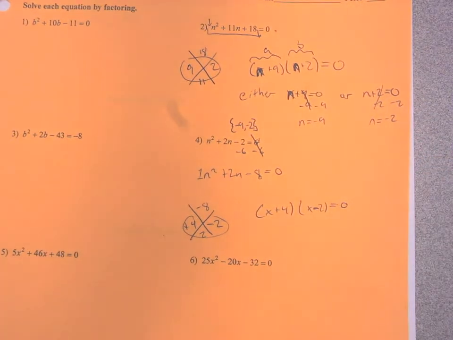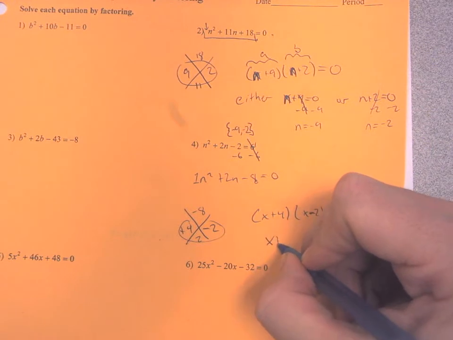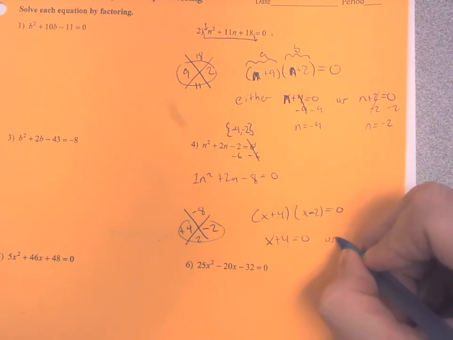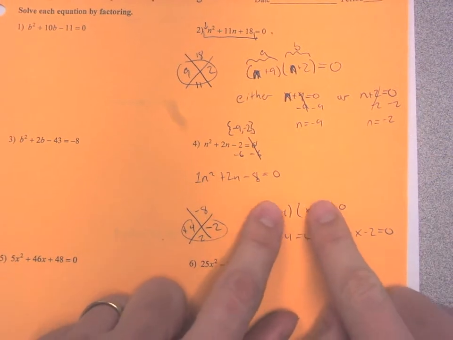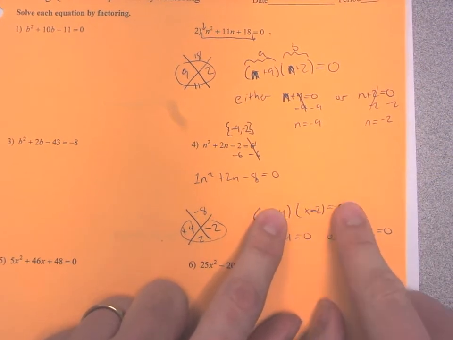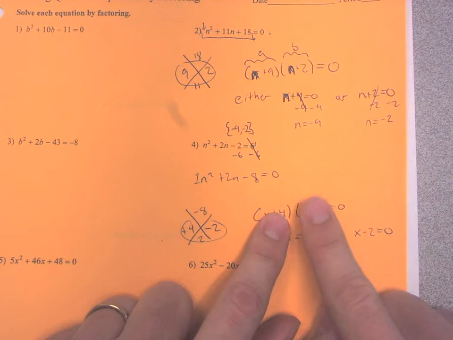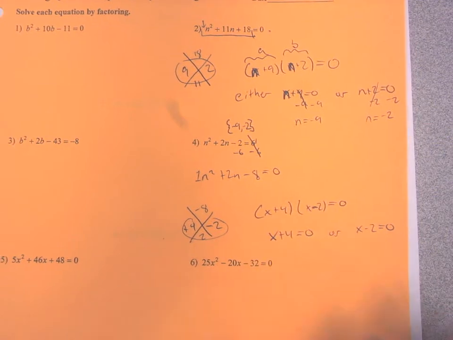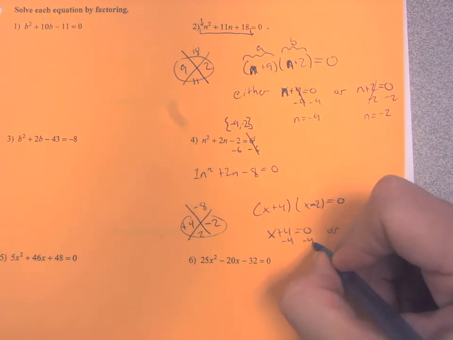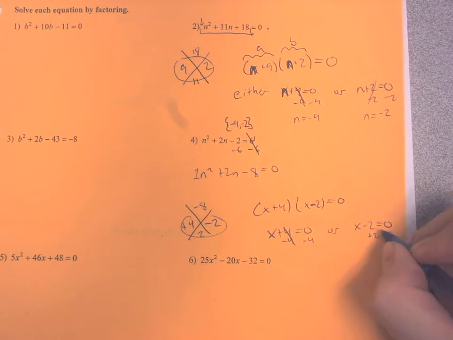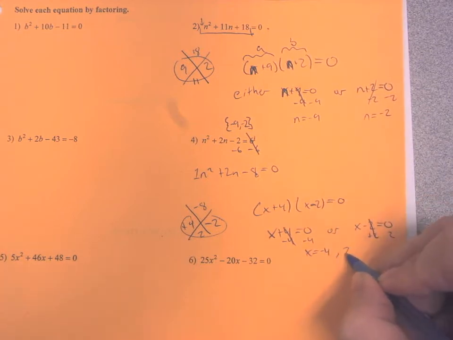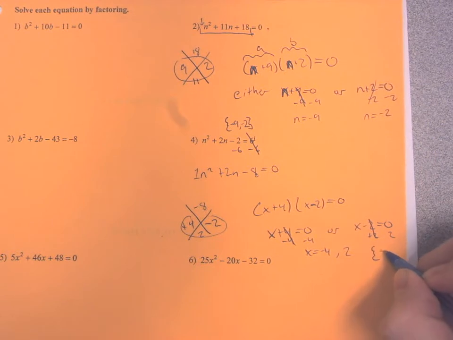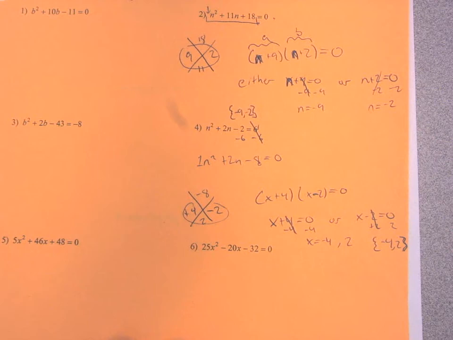Okay, we're going to apply the zero product property and set each linear factor equal to 0. So I'm multiplying two things and I'm getting 0. Either this thing is equal to 0 or this thing is equal to 0. Okay, I'm going to solve both for x. So x is equal to -4 or 2, and in set notation, that's going to look kind of like that.